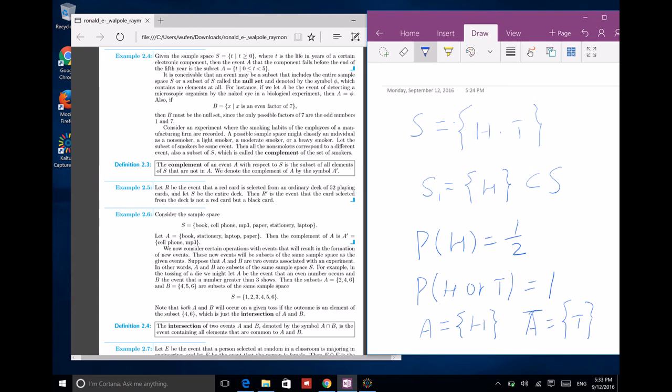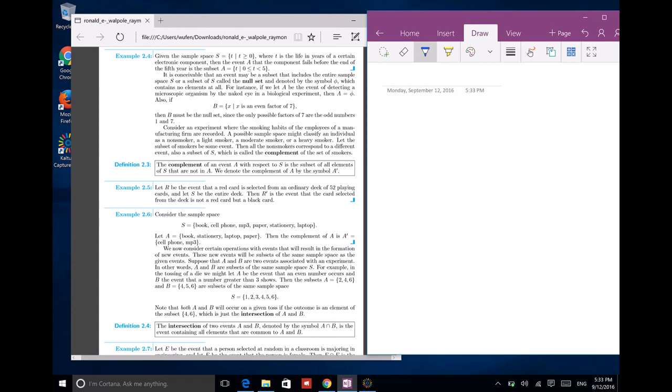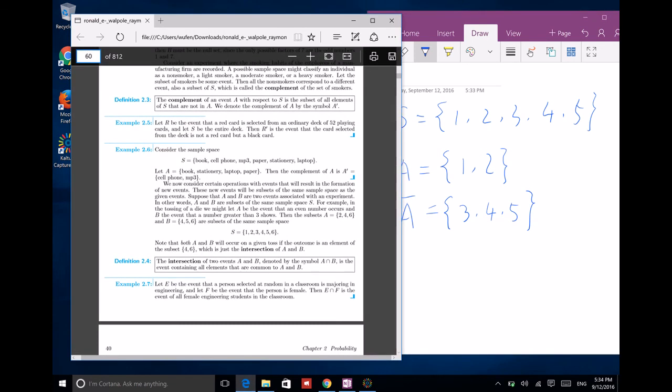Let's look at another example on a new page. If my sample space is 1, 2, 3, 4, 5, and the event A is 1, 2, then the complement of the event A is going to be 3, 4, 5. I think that makes sense. That's the complement set.